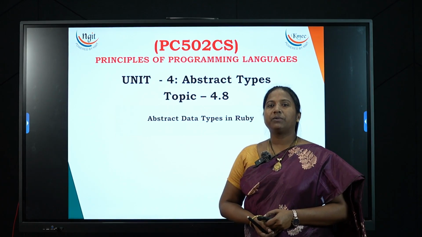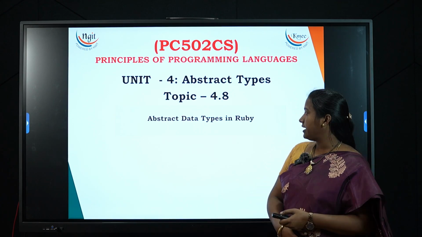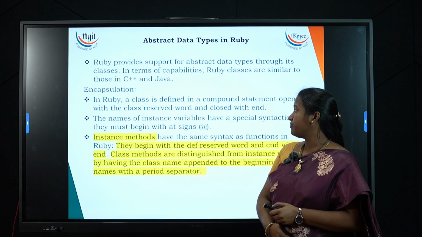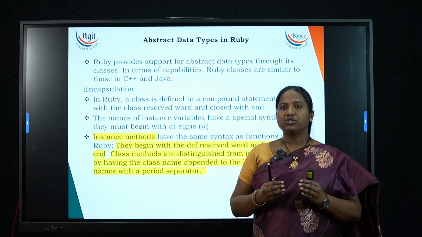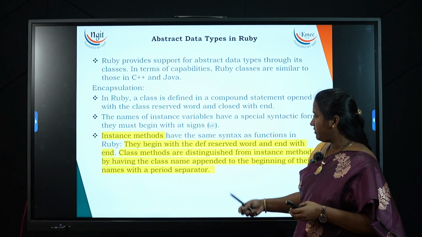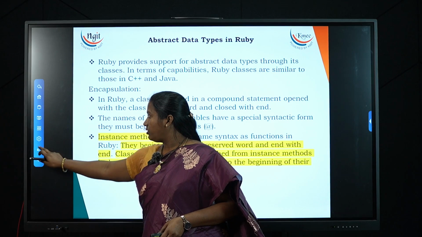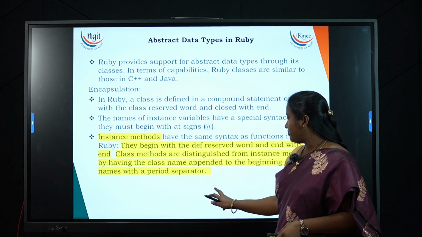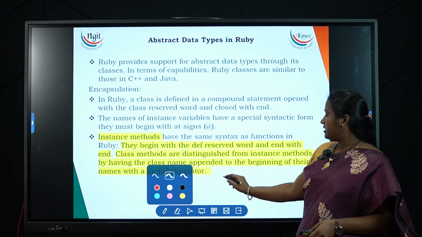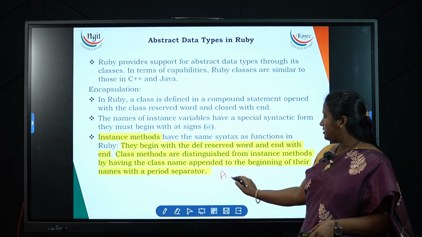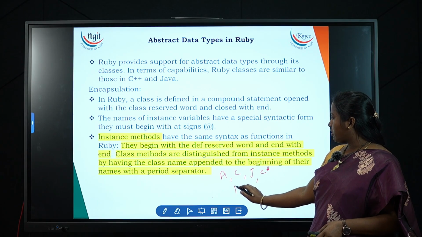We'll continue to learn about abstract data types, and today we'll talk about abstract data types in the Ruby programming language. If you recollect the previous discussion, we were talking about ADTs and discussing a few programming languages which support abstraction as a main feature. The languages we have covered so far are Ada, C++, Java, and C#. Now we'll talk about Ruby.